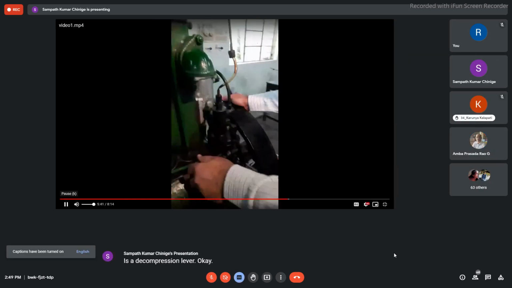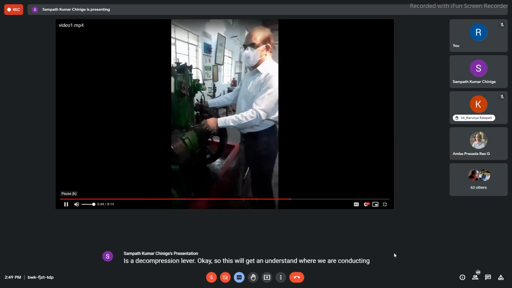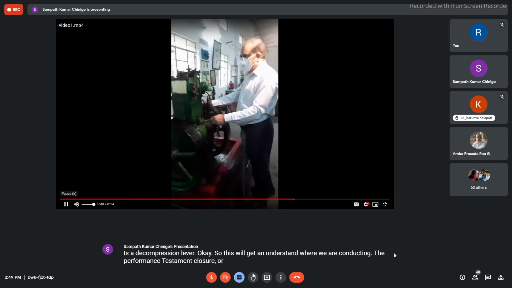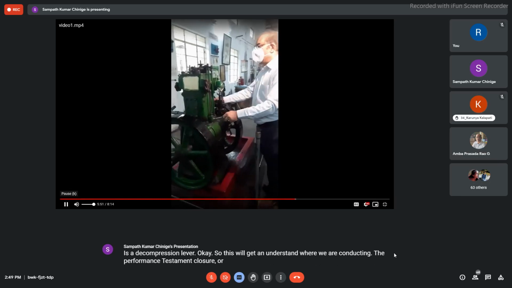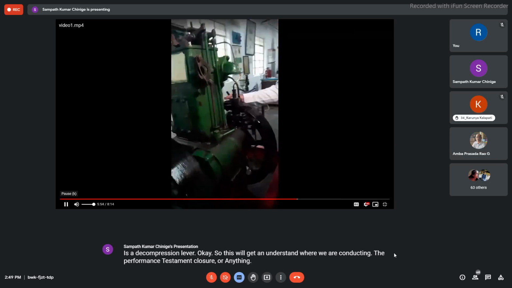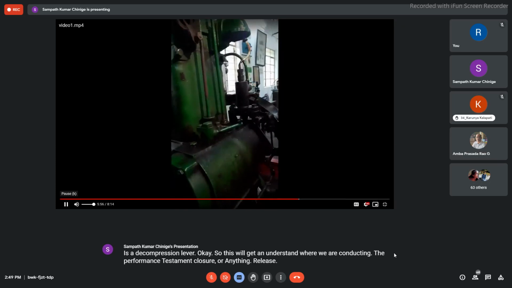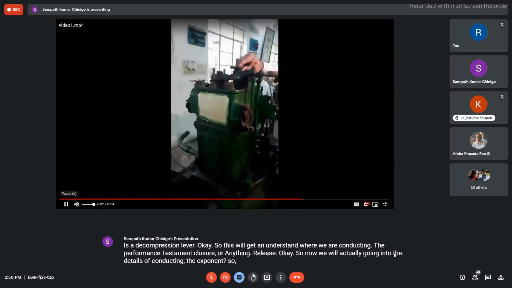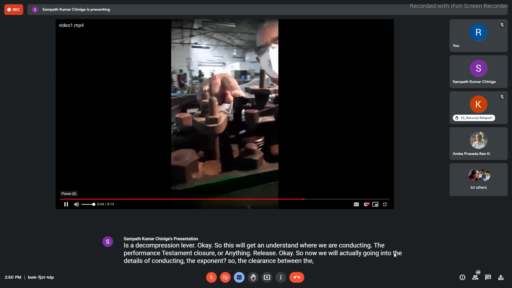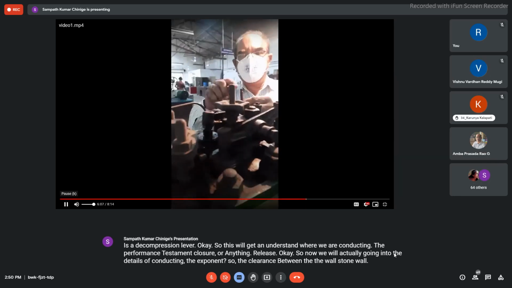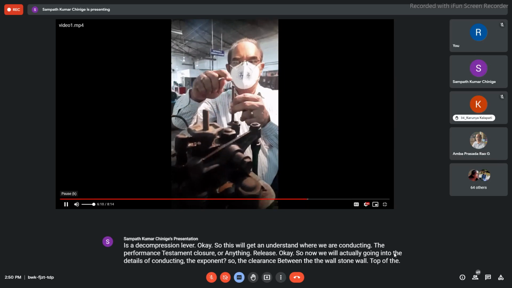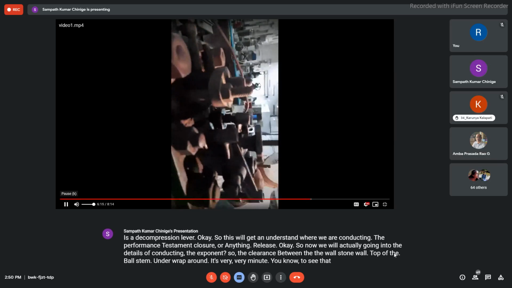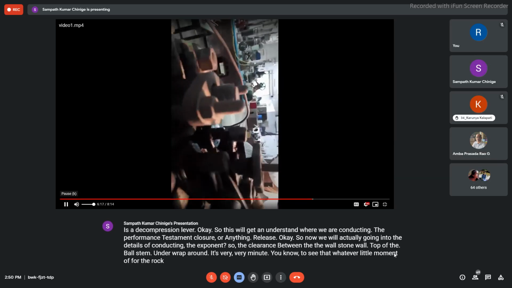You will better understand this when we are conducting the performance test on a kilowatt engine or any type of DC engine, where exactly the purpose of this decompression lever lies. Now we will actually go into the details of conducting the experiment. The clearance between the top of the valve stem and the rocker arm is very, very minute, so whatever little movement of the rocker arm there is, that is going to actuate the valve.